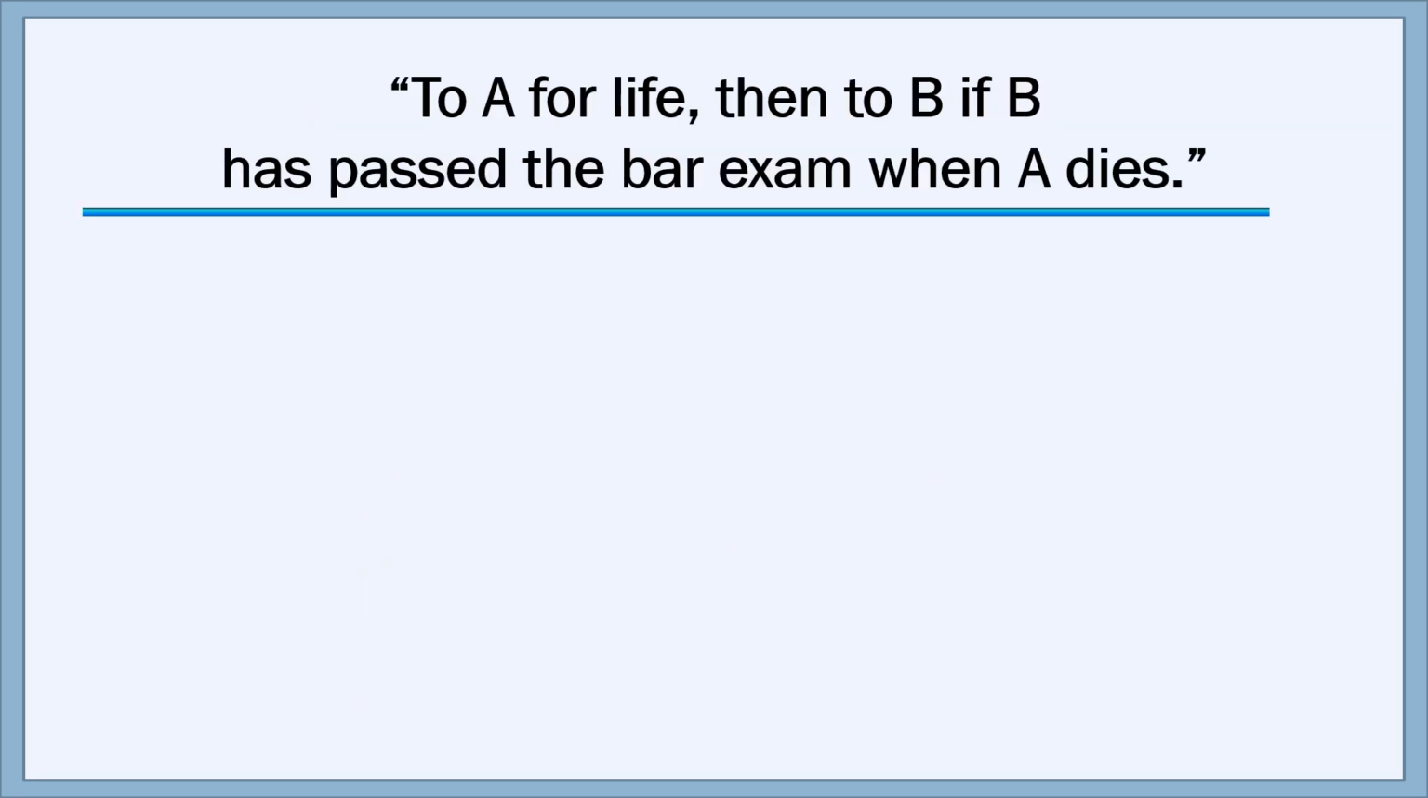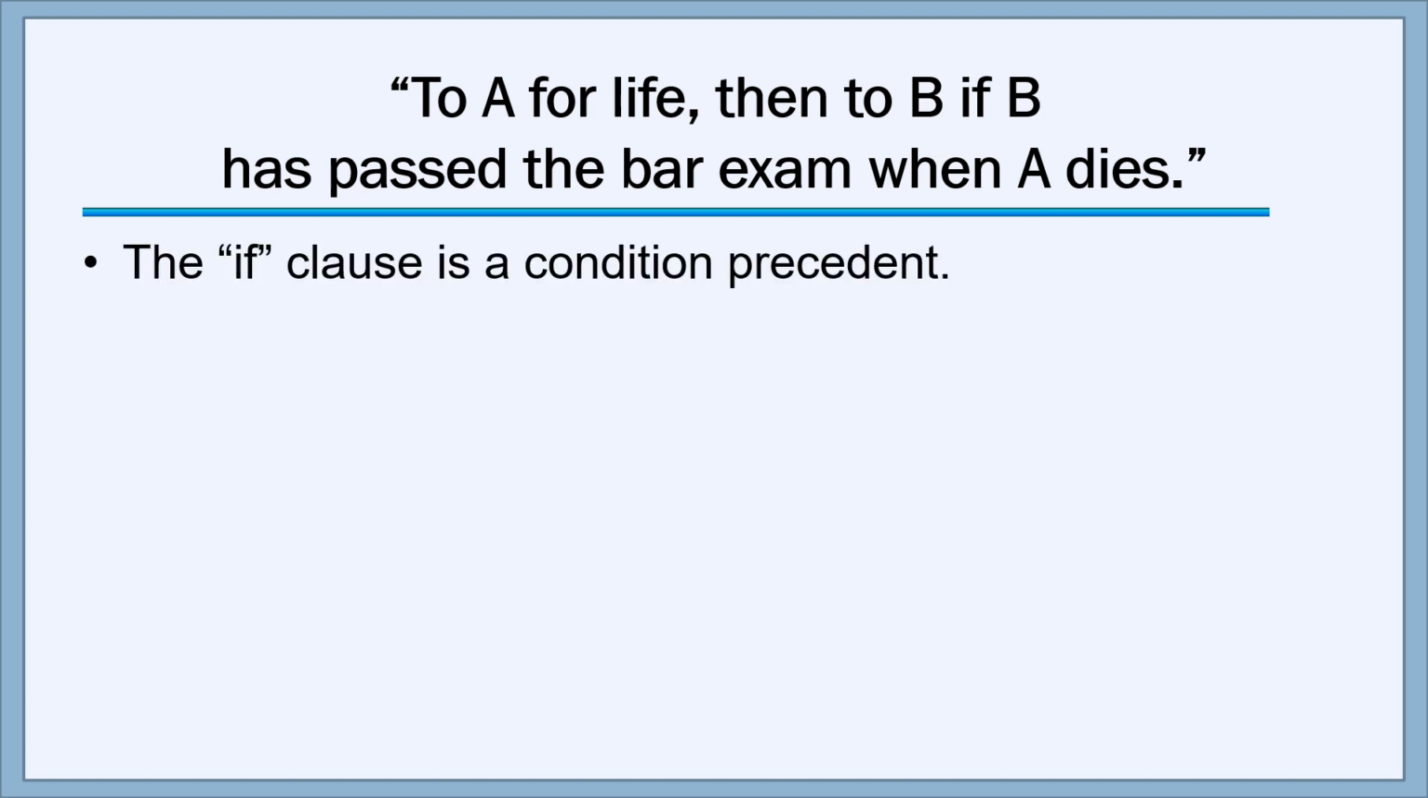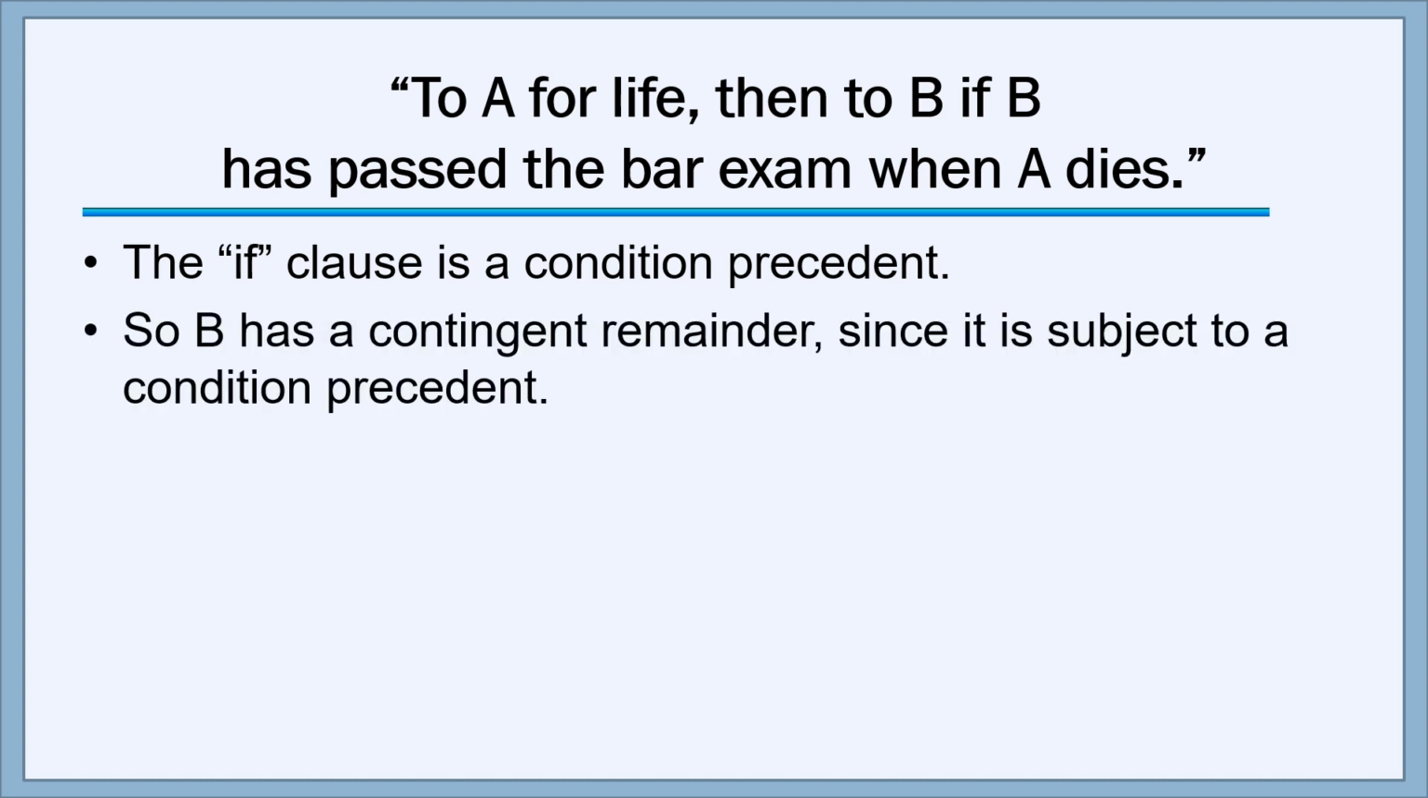On the previous slide, we learned that one of the ways a remainder can be contingent is if there is a condition precedent, an if clause on the remainder. So let's take a look at this example. To A for life, then to B if B has passed the bar exam when A dies. Well, the if clause there is a condition precedent. It says B gets the remainder only if something happens. And because of that, B has a contingent remainder because it is subject to a condition precedent.